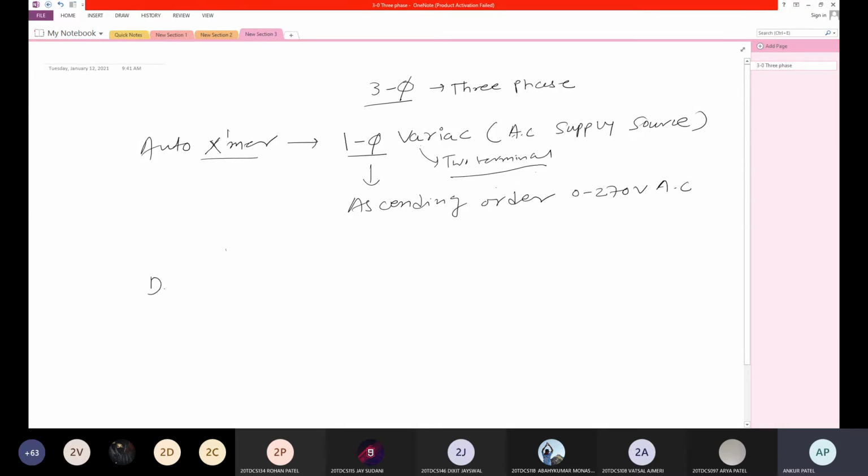DC regulated supply. This is your DC source. If you want to perform a DC circuit, then you can use 0 to 30 volt DC by using this device. For the AC circuit, you can use this single phase variac. For a DC circuit, you need DC supply, then you can use this DC regulated supply. So this is the AC source. This is your DC source.